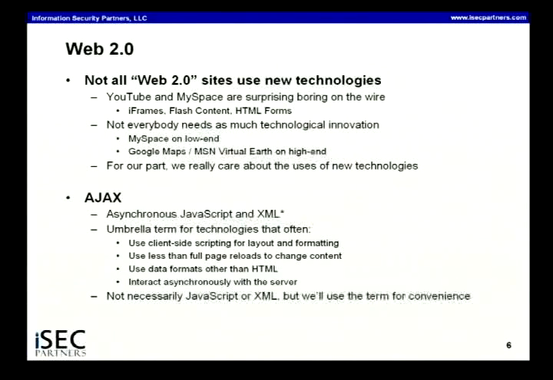of Web 2.0. Whereas things like Google Maps and MSN Virtual Earth, some of these super high-tech, almost experiments by these big companies, use lots and lots of new technology. And so we're trying not to use Web 2.0 too much, and we're going to talk about really Ajax as the umbrella under which all these new technologies fall.